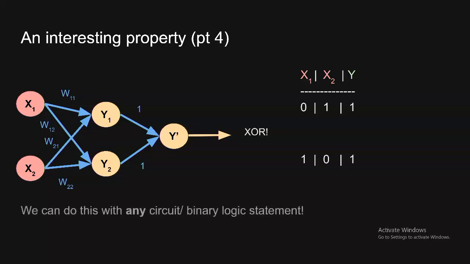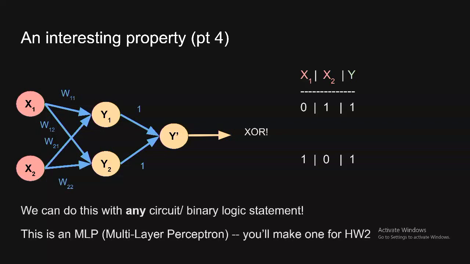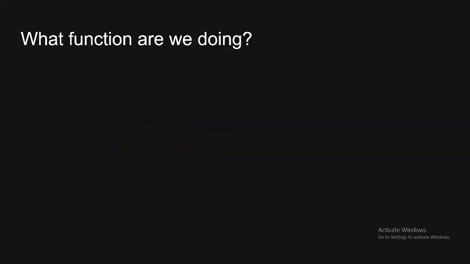All right. So this is our first formulation of an MLP, or multi-layer perceptron. This is what we're going to be doing for homework 2. Exciting. We're not going to be doing it like this, though. We're not going to be hand creating it. We're going to use our gradient descent. So let's think about what function we're actually doing here.